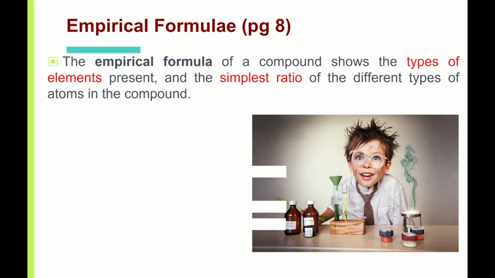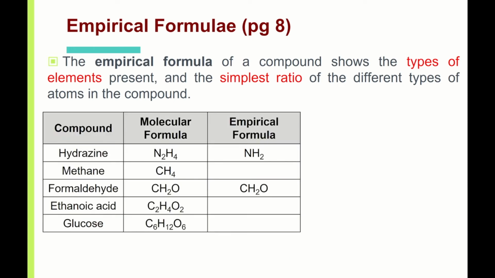So let's try. For example, methane is CH4, so the empirical formula, the simplest ratio, is also CH4. Now ethanoic acid is C2H4O2. So what is the simplest ratio? 2, 4, 2, the simplest ratio will be CH2O. What about glucose? Glucose's actual formula is C6H12O6. The empirical formula will be CH2O.